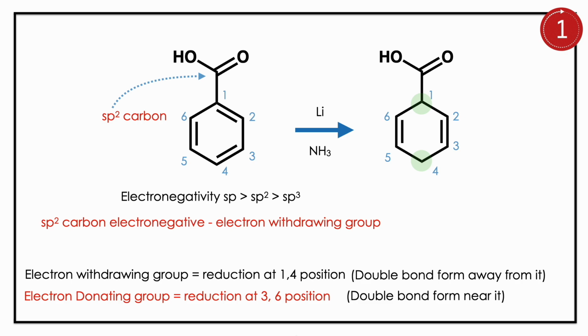So the reduction happened near that. So 1,4 reduction happened. You have the Birch reduction. The concept you have to learn here is that acids are electron withdrawing groups. Birch reduction happens near the acid.